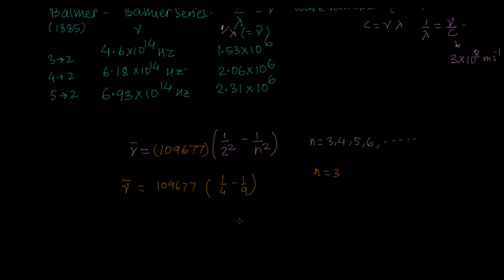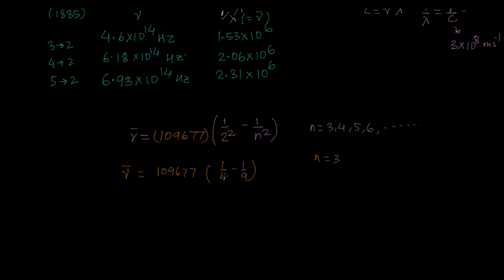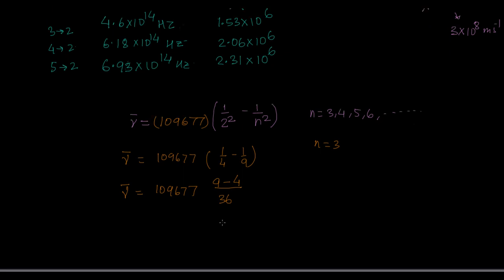And what is this? 1 upon 4 minus 1 upon 9 is nothing but, the LCM is the product of the two, and 9 goes here, so 9 minus 4 goes here. So 109.67, and that gives me this times 5 upon 36. Let's try to calculate that.